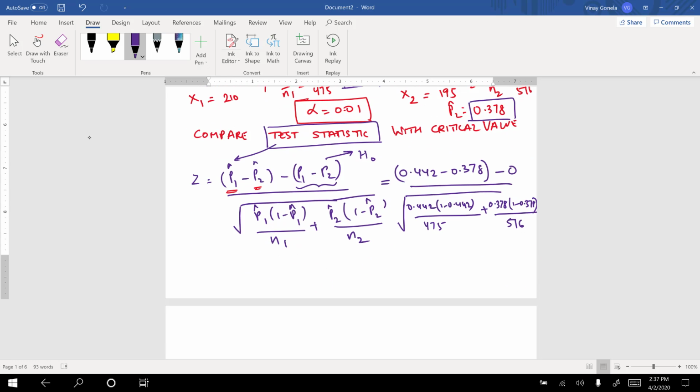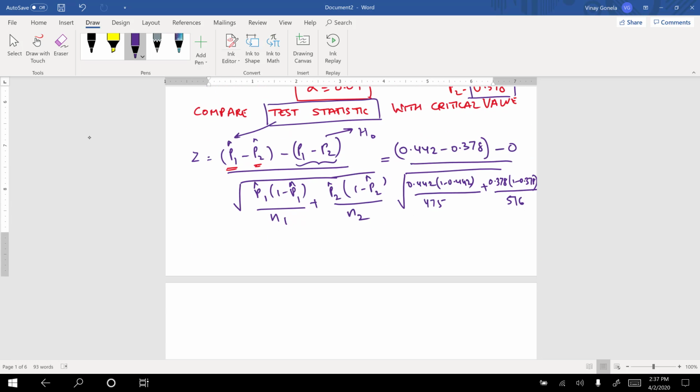So if you calculate this, the numerator is 0.064198 and the denominator will be 0.031223. So this is going to give us 2.056. So that is our z value.